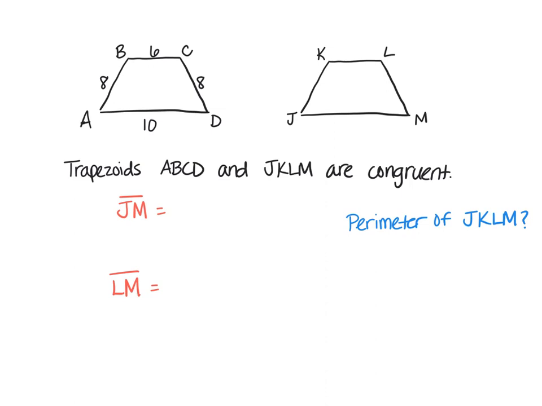So the first thing I want to know is JM, side JM. I want to know how long that side is. So I'm going to find side JM, and that's this bottom side right here. So how long is that side going to be? Well, if they're congruent, it matches up or it corresponds with AD over here. So that means that side JM has to be 10 units long.